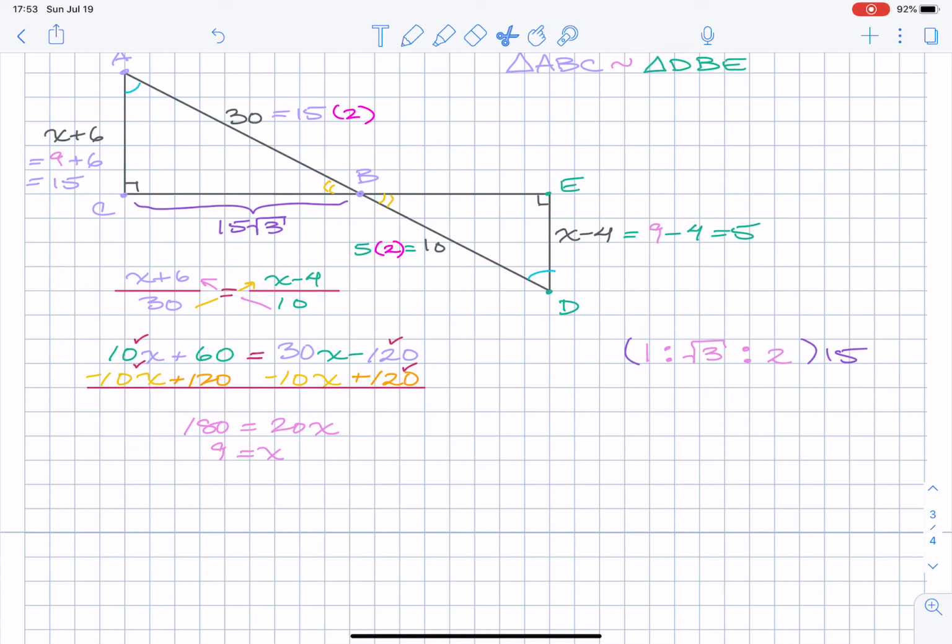Or, for the triangle on the right, the small side there was 5. So in order to find the long side here, I would just need to multiply through by 5. So that gives me 5 root 3 for the long side there. Okay, so I hope this makes sense, and I will see you guys in the next video.